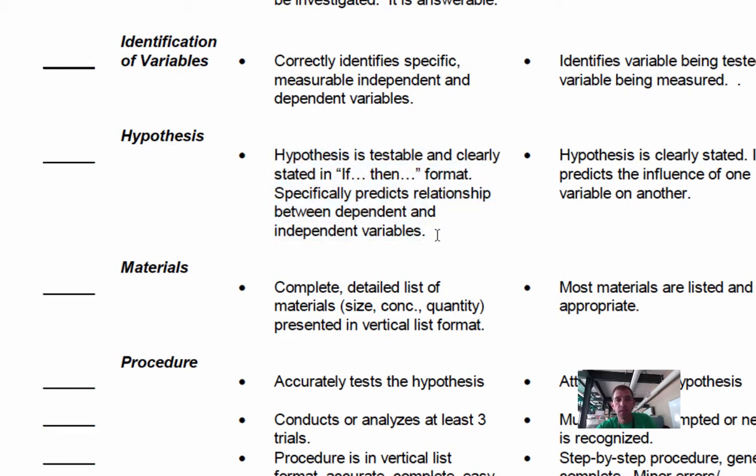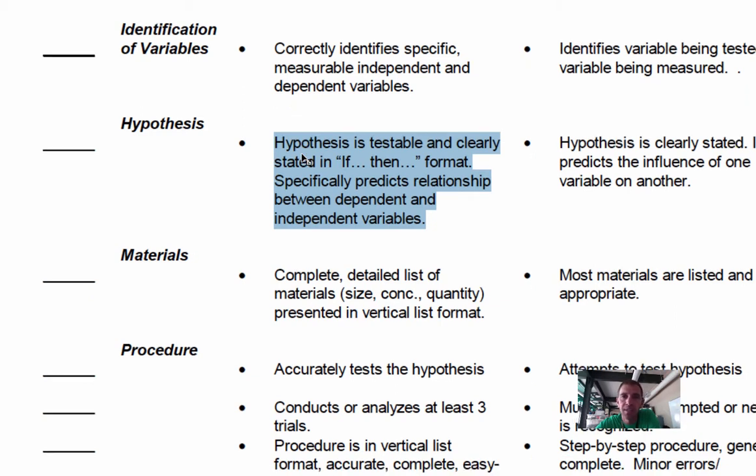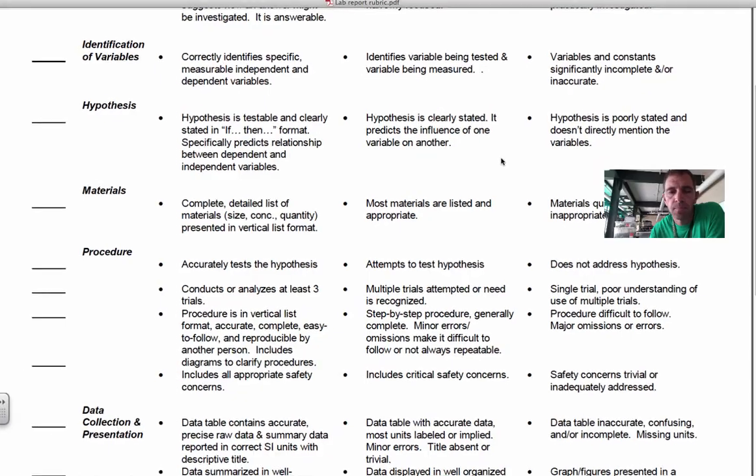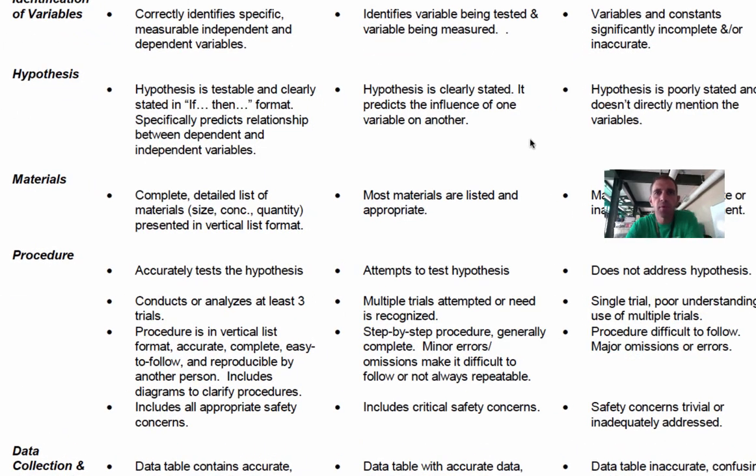Your hypothesis, what I'd like for you to do is to review the hypothesis writing document that I have on the Canvas site. The hypothesis is testable and clearly stated in an if and then statement. The if and then statement is broken up into two parts, of course. The if is our independent variable. The independent variable is the one, again, which you manipulate.